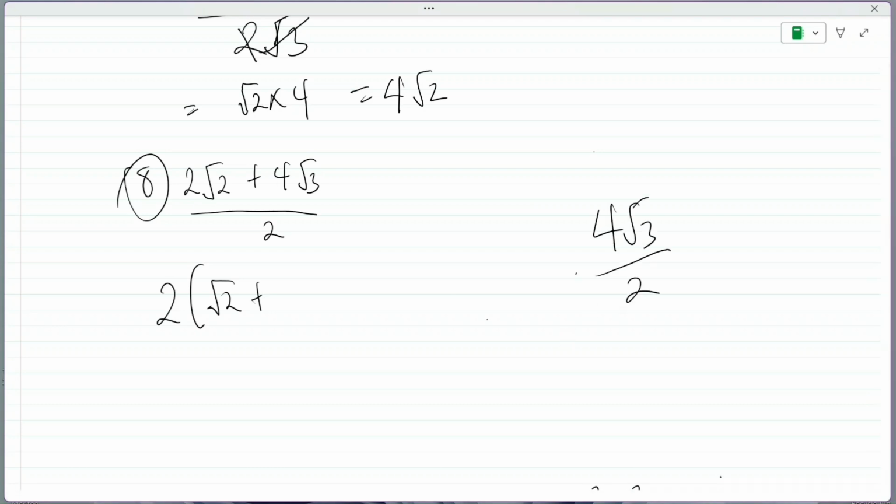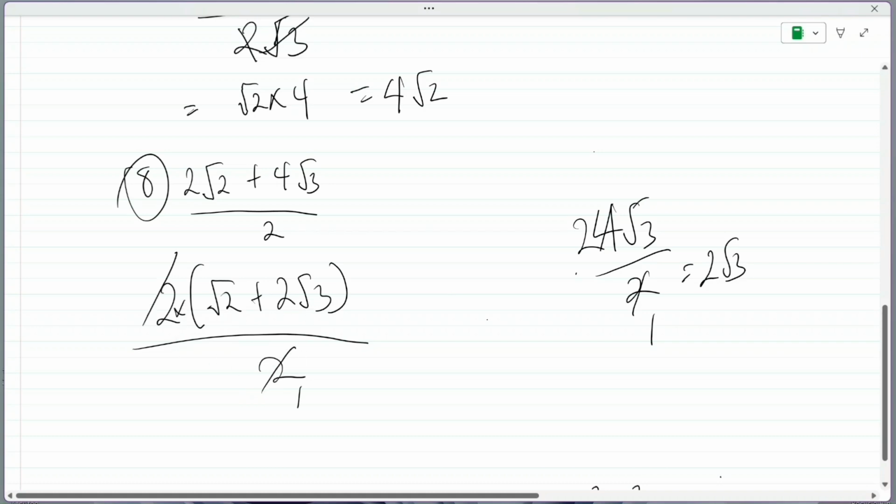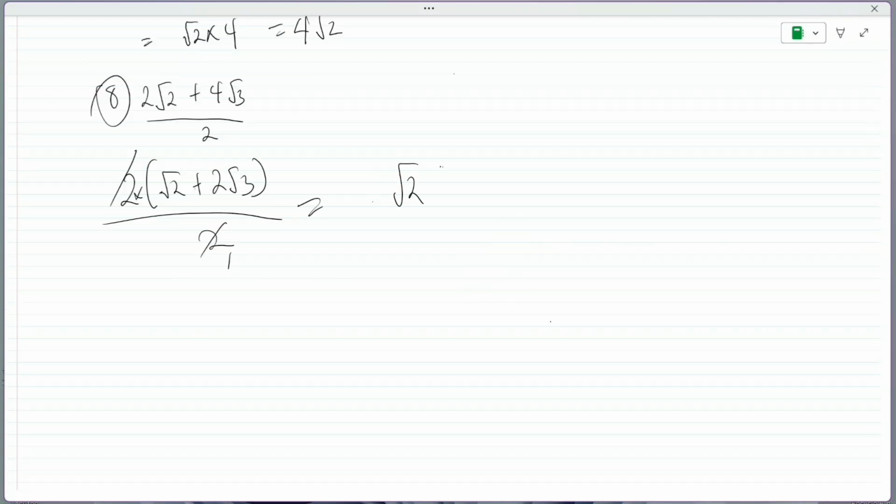4 root 3 divided by 2, 2 into 1, 2 in 4, 2. You'll be left with 2 root 3. So you have this as 2 root 3 in close bracket over 2. If you multiply this 2 by this root 2 and by this 2 root 3, you still get back 2 root 2 plus 4 root 3. That means we're doing the right thing. And at this point, this 2 is linked to surds in the bracket by times. So this 2 can now cancel this 2. You'll be left with root 2 plus 2 root 3 as your final answer.